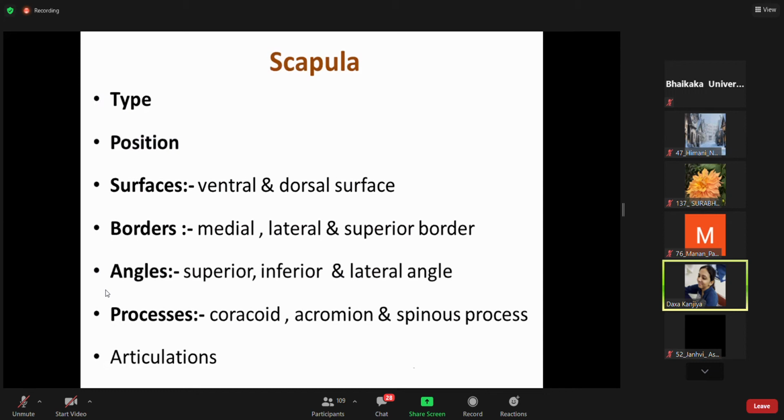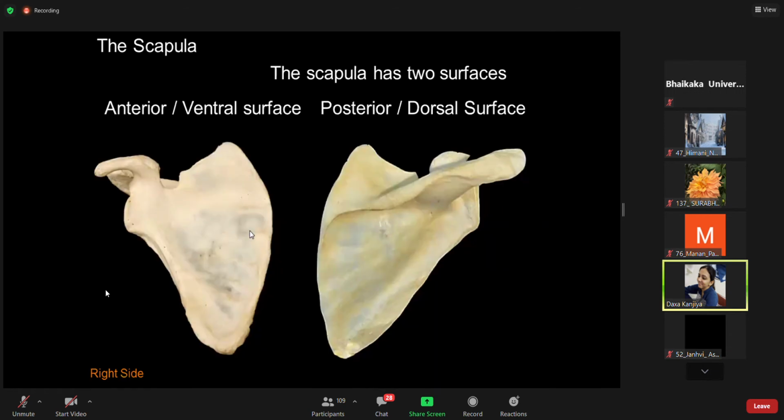And its articulation. See, the articulation of the clavicle and scapula is very, very important. Most students face difficulty in the articulation between the clavicle and scapula. So you have to remember which particular portion of the clavicle articulates with the scapula. Here you can see the ventral surface, this is the anterior surface, and this is the back side or the posterior aspect of the scapula.